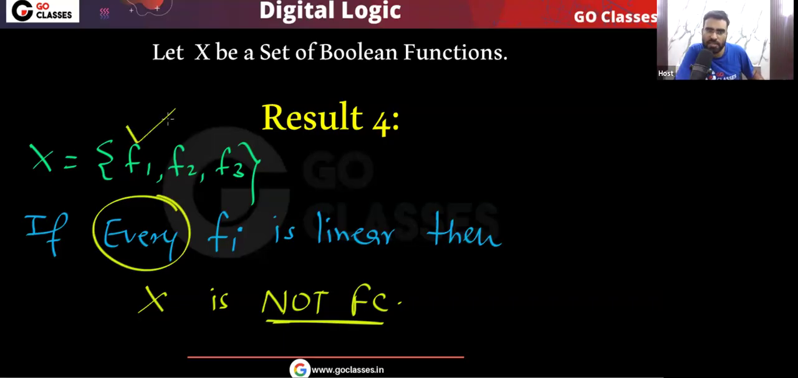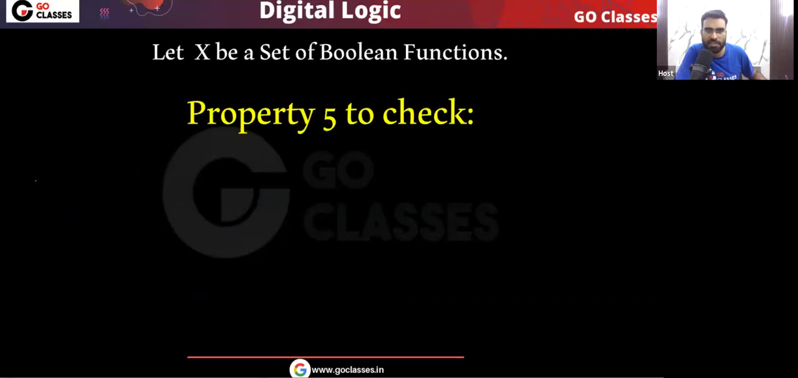Okay, you check, is this linear? If every fi is linear, then x is not functionally complete. This is our next result. Now let's see the next property to check. The next property to check is monotonic.